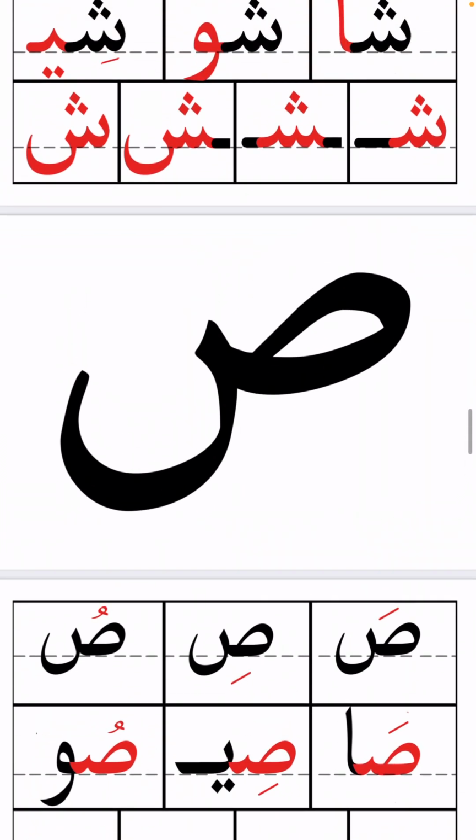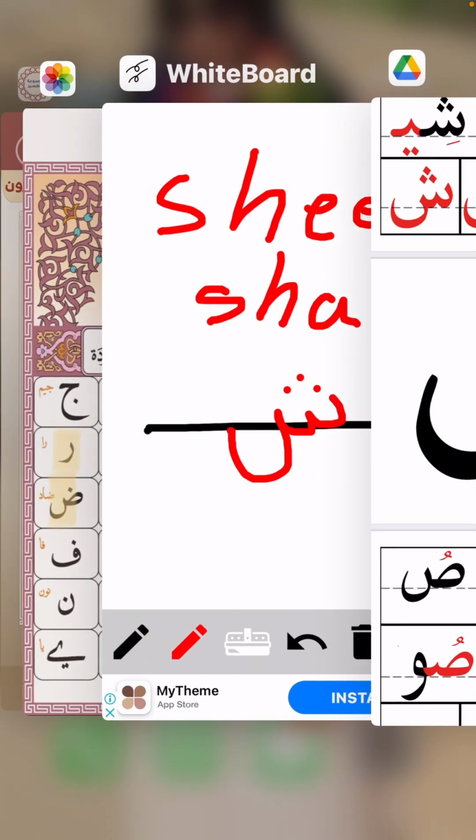Look at this letter. This is the other heavy letters. If we do it by arrangement, this is letter sad. Sad is different from sa. Listen to me. The sound sa and the sound sa are different. Look here, my friends.